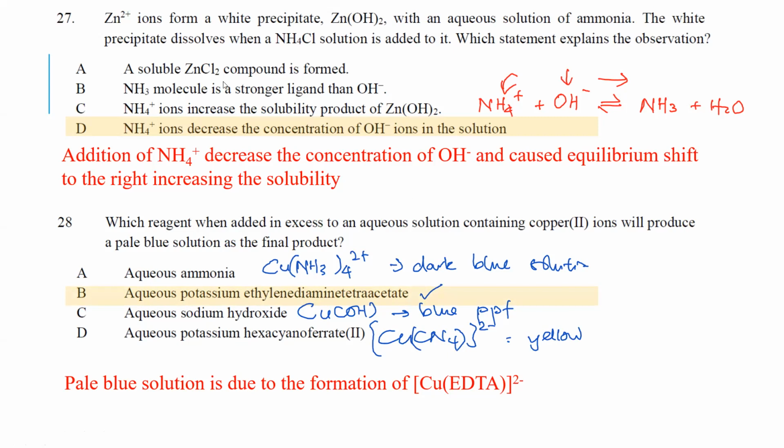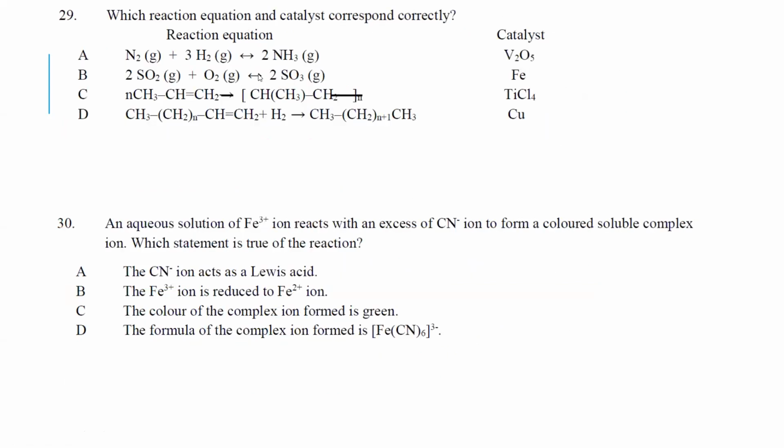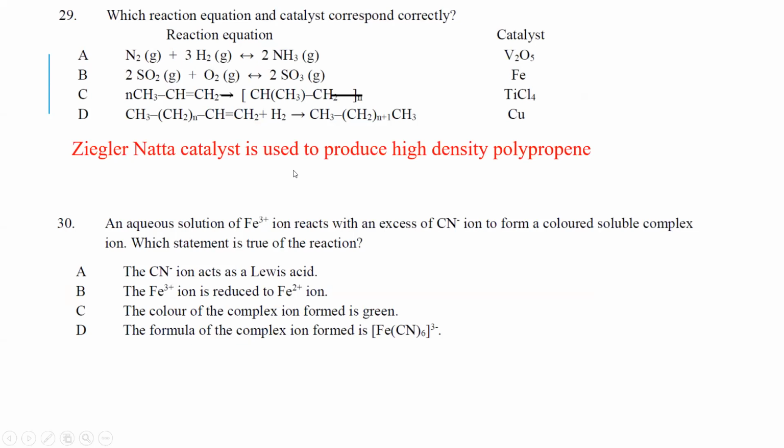Immediately we go to question number 29. Which of the reaction equations and catalysts correspond correctly? So ammonia, you don't use V2O5. So ammonia, you use iron. SO2 plus O2 give SO3 is iron? No, you use V2O5. So it's the other way around. This one is the formation of high density polypropylene. You use TiCl4, and then for hydrogenation you use platinum as the catalyst, or nickel also can. So that is the suitable catalyst for it.